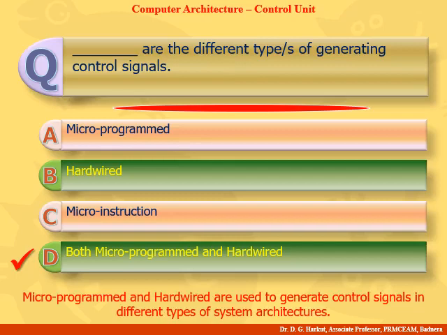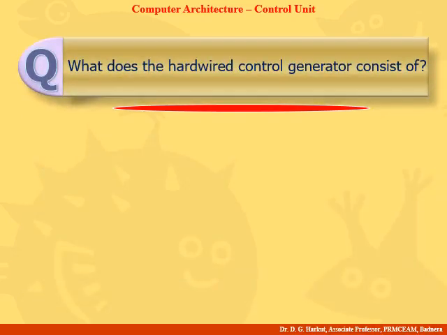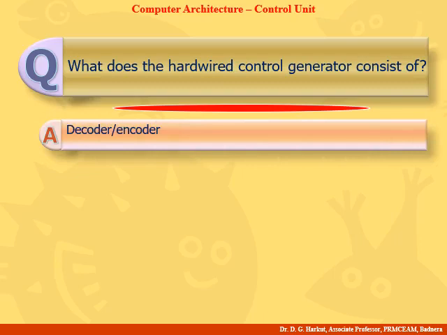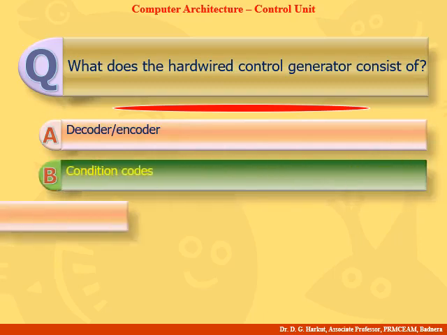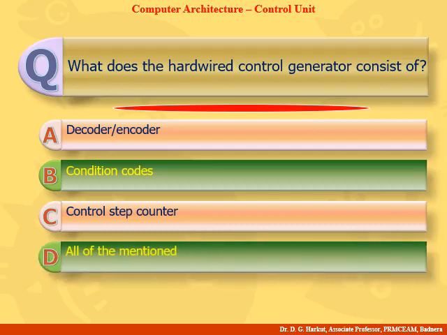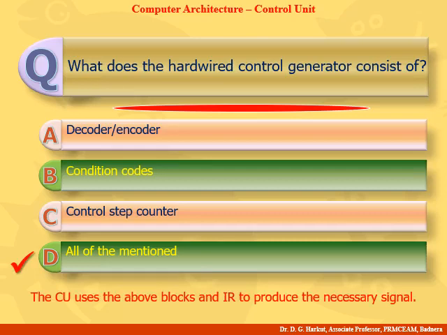Next, what does the hardwire control generator consist of? Options are encoder and decoder, condition codes, control step counter, and all of the above. Right answer is option D, as hardwire control generator consists of decoder and encoder, condition code, control step counter, along with IR. These all four parts constitute the hardwire control generator.